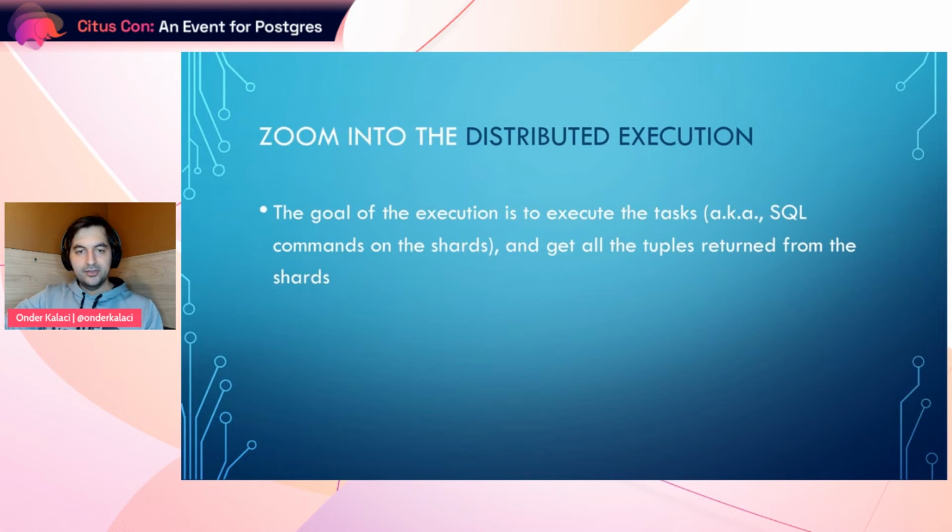So now I have described the basics of the distributed planner, and the second phase is the distributed execution. The goal of the distributed execution is to execute the tasks, and the tasks are the SQL commands. In the end, get all the returning tuples from the shards and feed them to the coordinator. If there's an optional aggregation step, do that, and otherwise just return the result to the user.